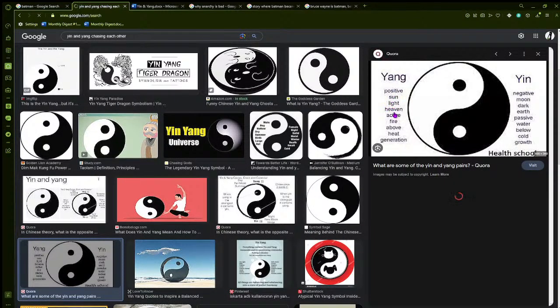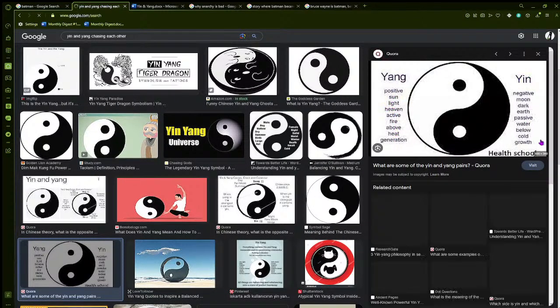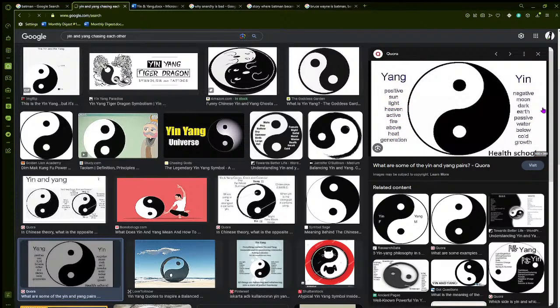see, positive: sun, light, heaven, active fire, and cold. It isn't that it's bad. It doesn't end well for anybody. So yang is positive. You need positive things because people want to be positive, not negative. And that's when you have things like the sun, light, heaven, active fire, good things. But in order for us to realize those are good things, we need negative.